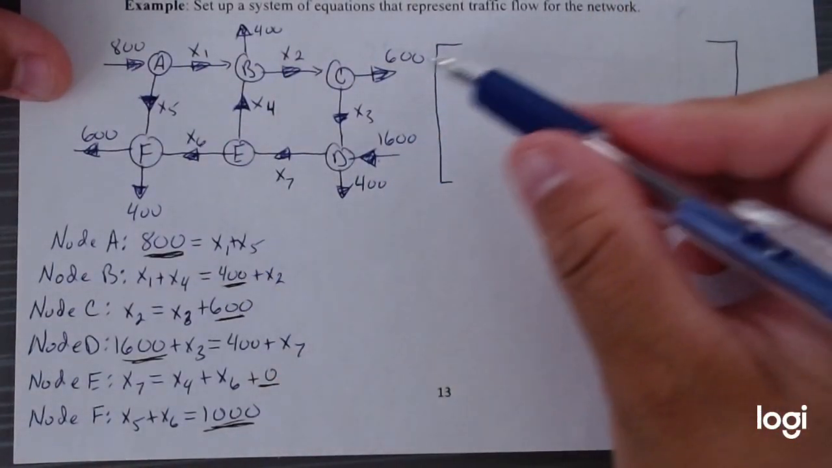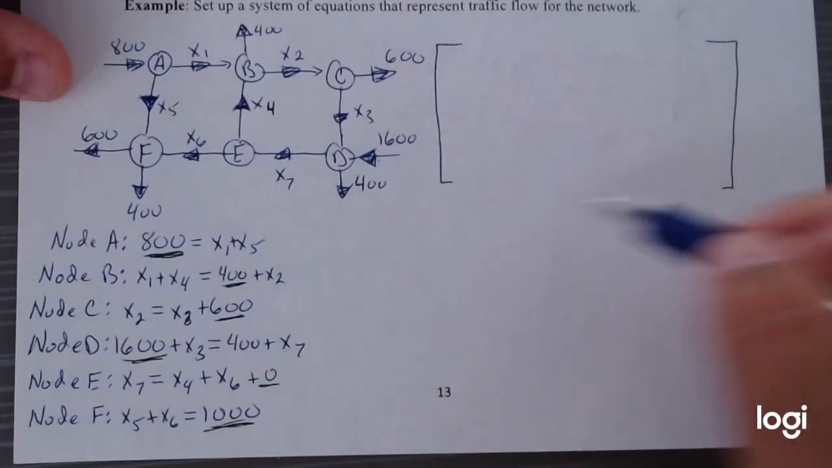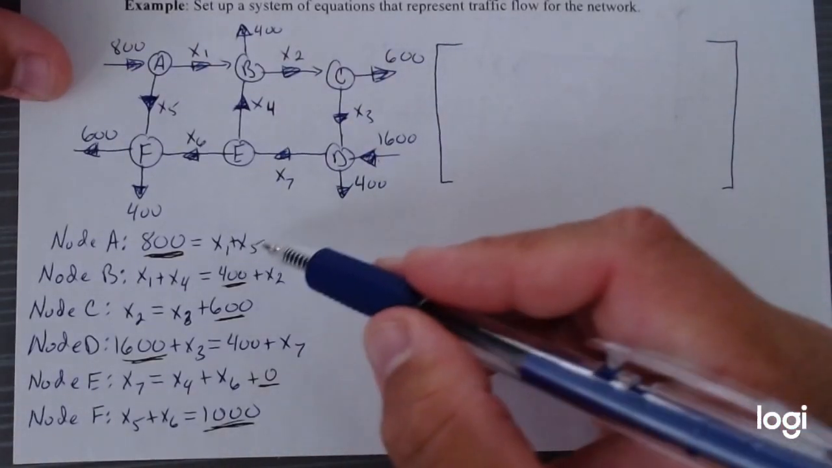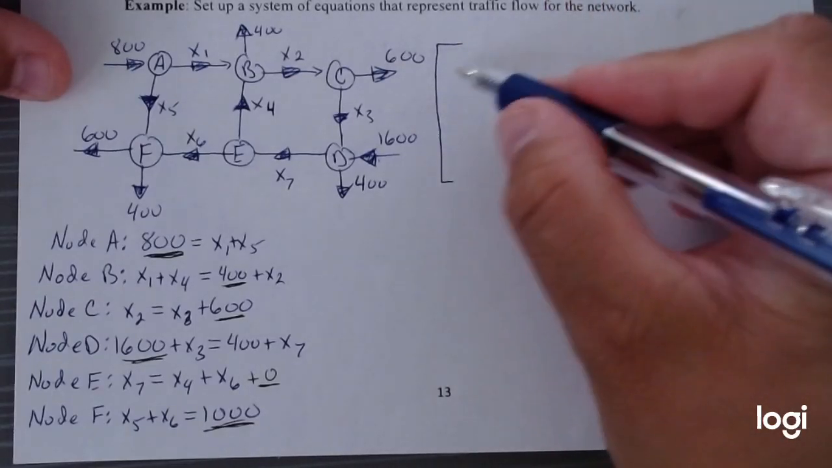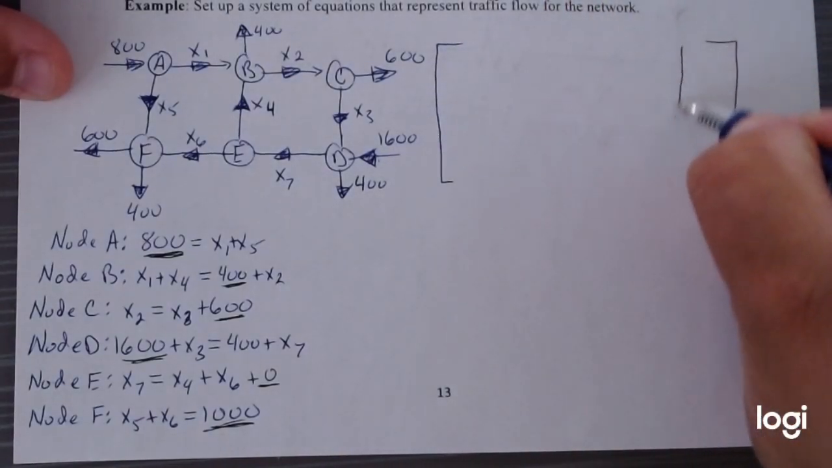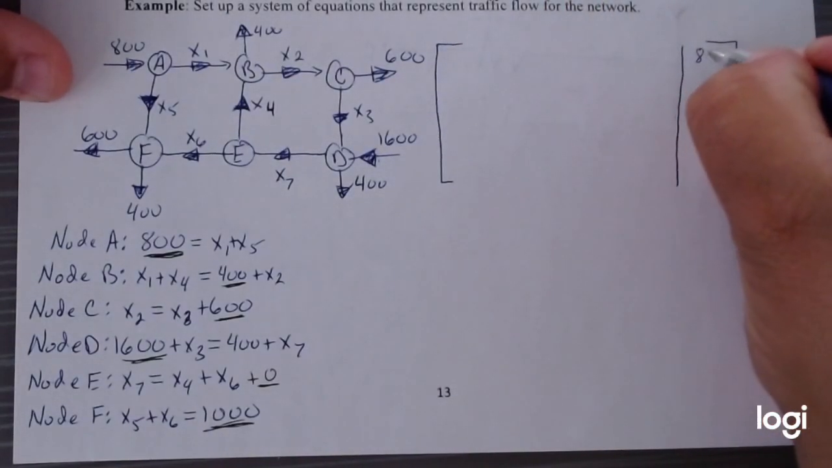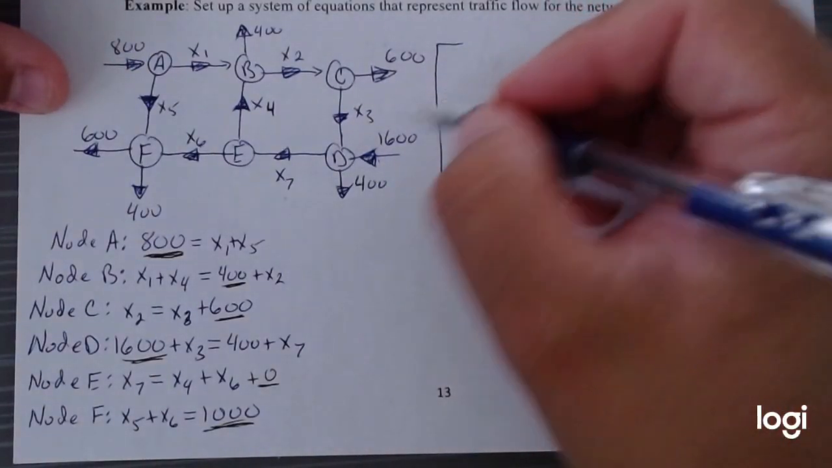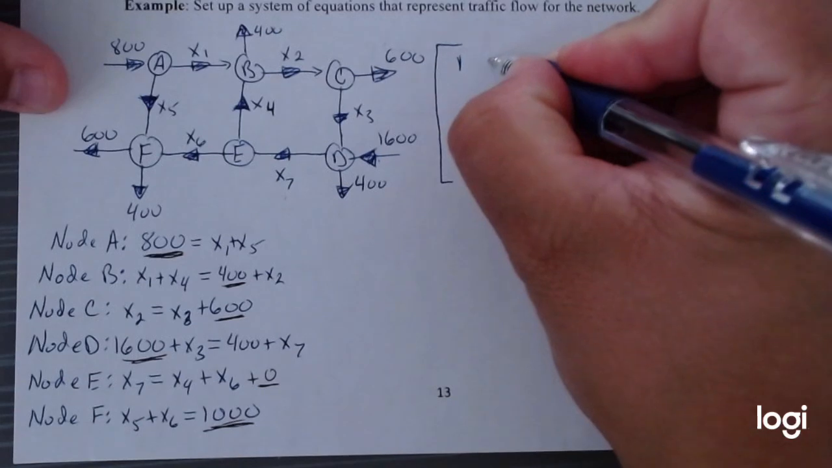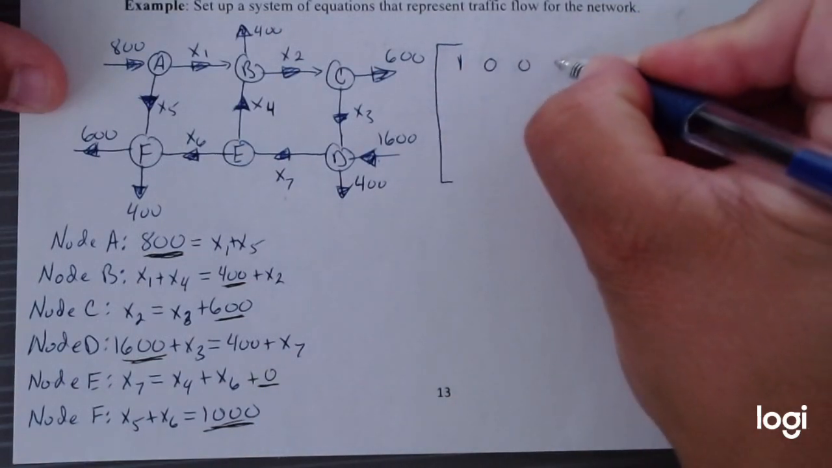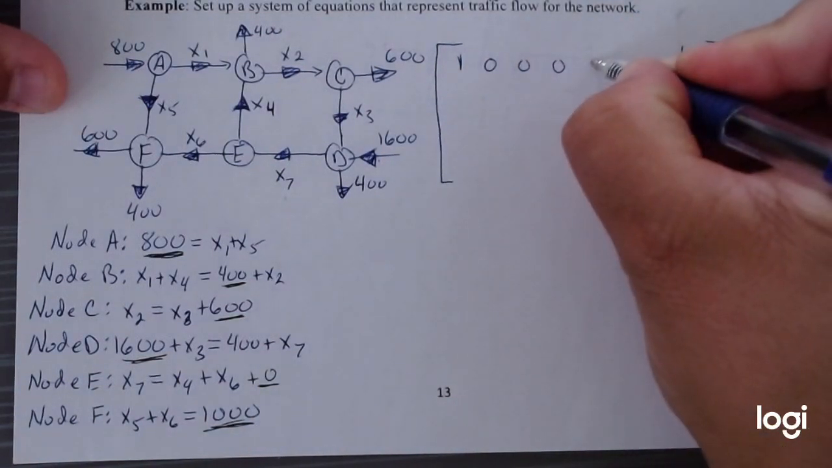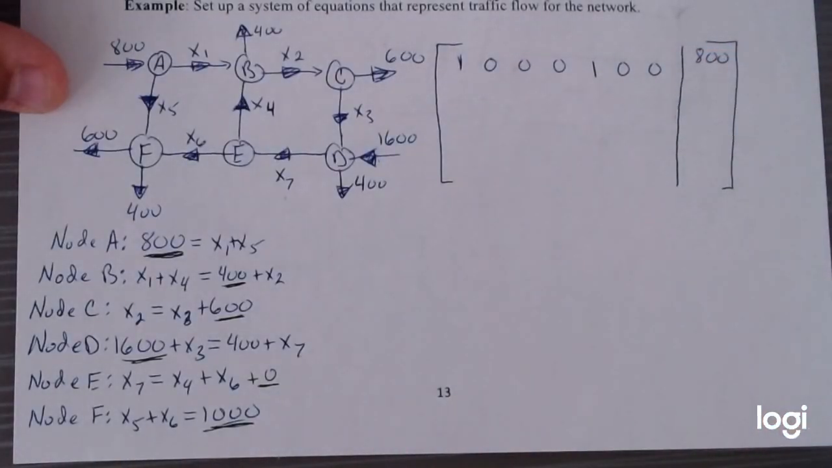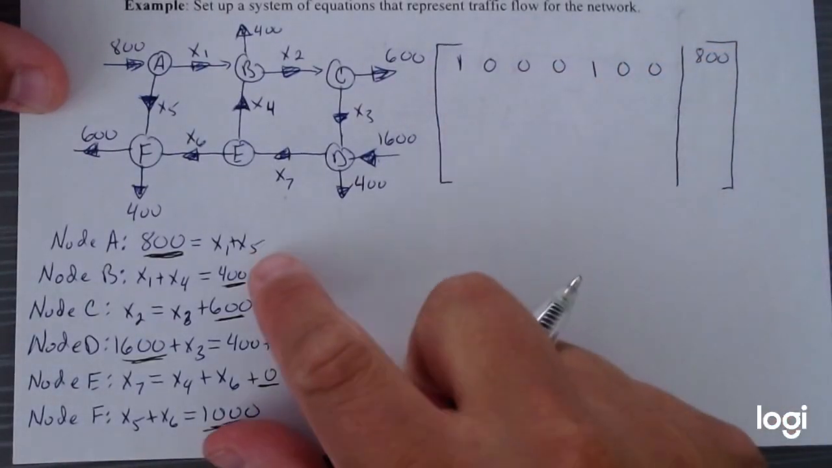So therefore, if I do node A, B, C, D, E, and F, respectively for each individual equation, it'll be x1, x5, right? So I've got to kind of count what's going on here. And it's going to equal 800. And we have a total of 7 letters. So we have x1, x2, x3, x4, x5, x6, x7. Right? So this represents that equation.